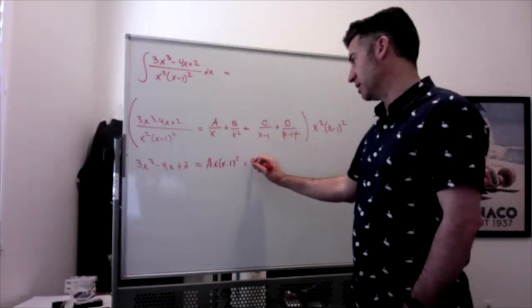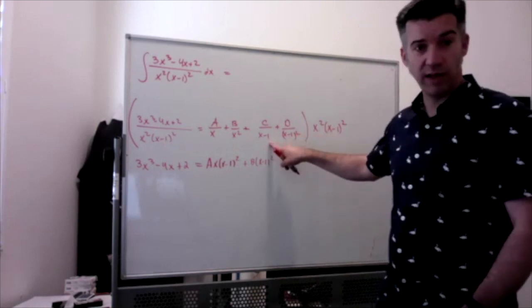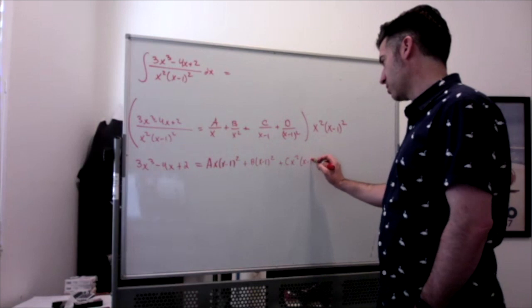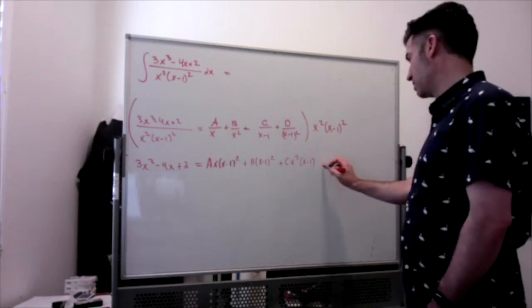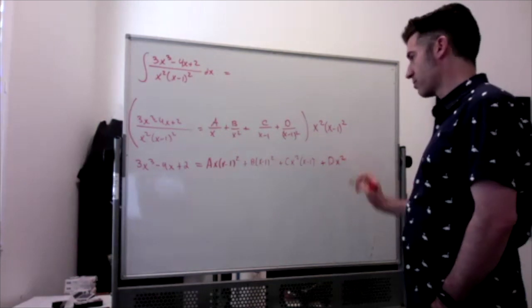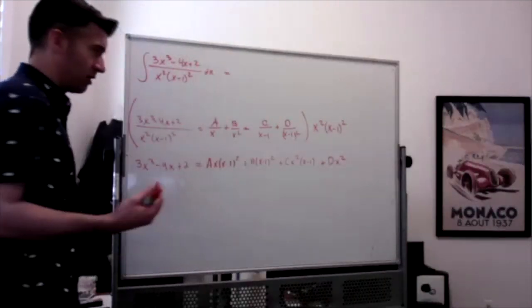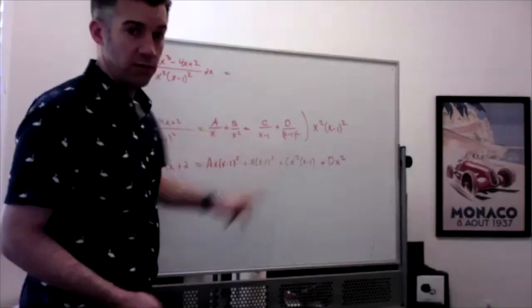So you get just b times x minus 1 squared. This times this, one of the x minus 1s cancels, so you get c times x squared times x minus 1. Multiply this by this, the x minus 1 squareds cancel, so you get d times x squared. And then we're going to use our tried and true methods. First, we're going to pick convenient values. The convenient values of x are x equal to 0 and x equal to 1.